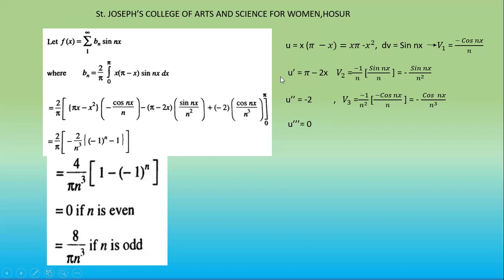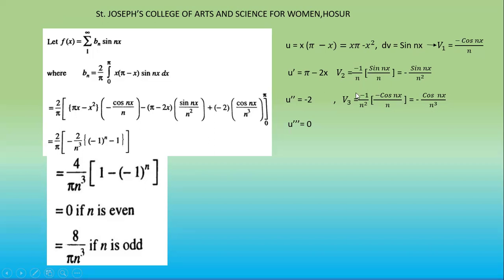Now dv is sin nx. From dv, we integrate first to get v1. v1 is the integration of sin nx, which is minus cos nx by n. Next, v2 is the integration of v1. Here minus 1 by n is a constant, so we integrate cos nx, which gives sin nx by n. So we get minus 1 by n into sin nx by n, which is minus sin nx by n square.